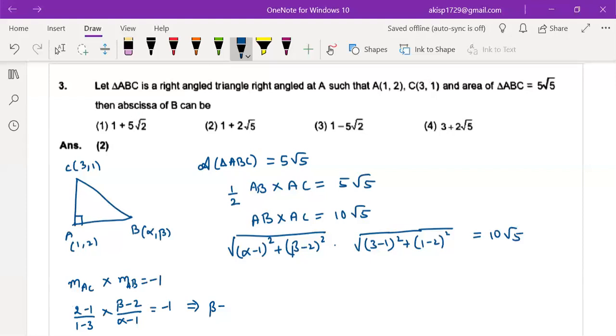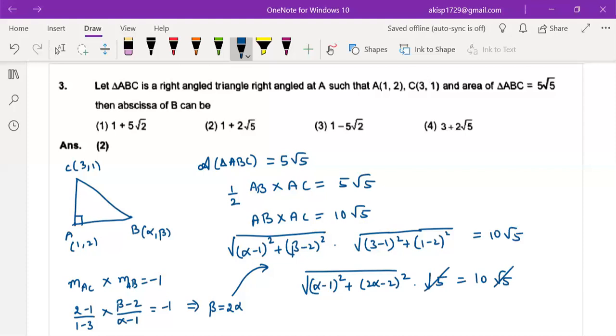So now I can substitute this beta into this expression. If I substitute beta in this, what I have is alpha minus 1 square plus 2 alpha minus 2 whole square, under root, into this quantity. The 1/2 is also there; we have taken care of that 1/2. Into this, that is 3 minus 1 square, that is 4, plus 1, root 5, is equal to 10 root 5. So we can see these root 5s will cancel off and we will get this expression equals this.